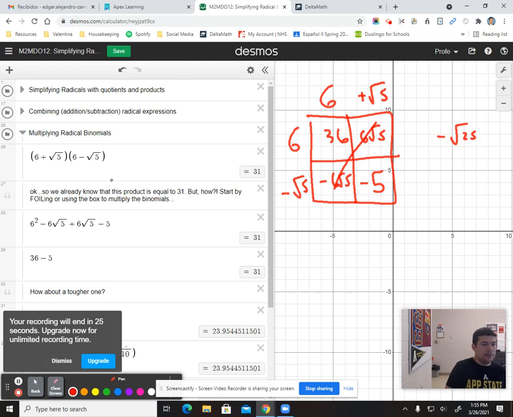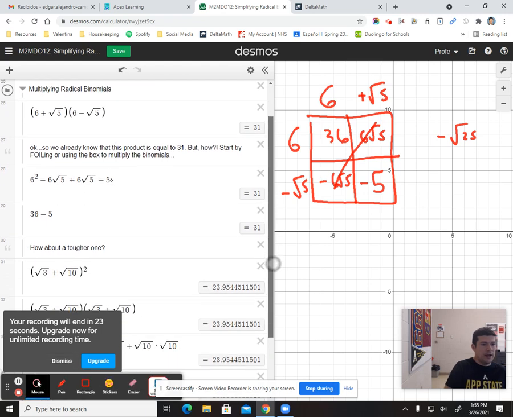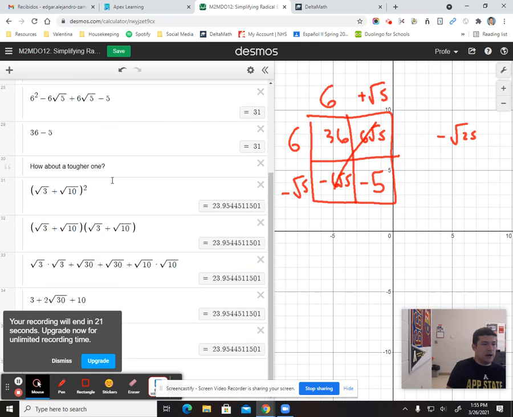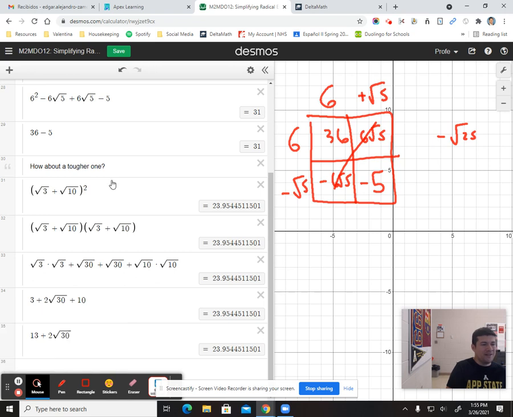Last, I can look at my final example, and again, I can use a box or FOIL to multiply this out. For this one, I end up having 3 plus 2 roots of 30 plus 10. I can really only combine my like terms, which are integers, so I get 13 plus 2 root 30. And that's as simple as I can get it because there's no large perfect square that'll fit into the square root of 30.